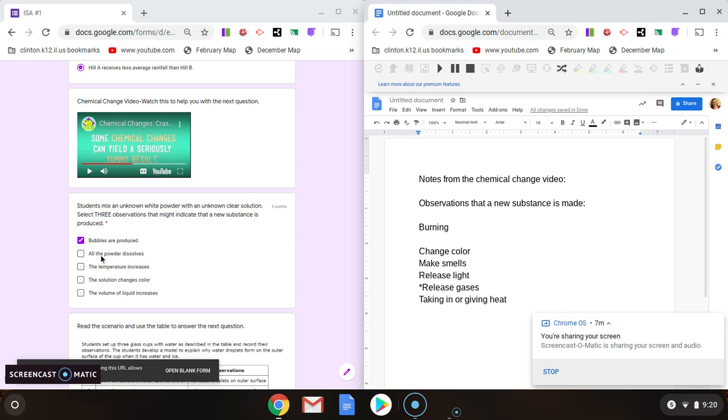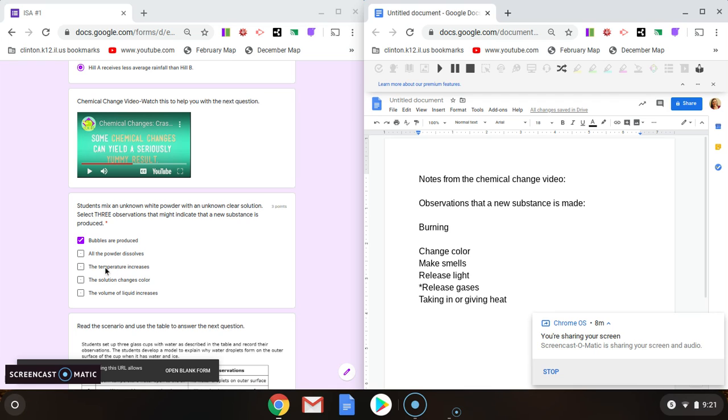All powder dissolves. So that means if we would take, let's just say salt and water, and we would stir it up, that salt's going to dissolve. However, think about this. Can we get it back to just salt and then just water? We've talked about this in class about how we could separate salt and water through evaporation. So think about if that would be something that is always a change, or if it could be changed back even though the powder dissolves.